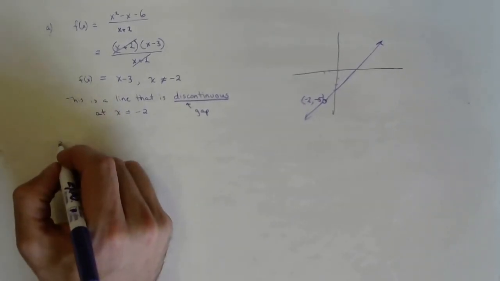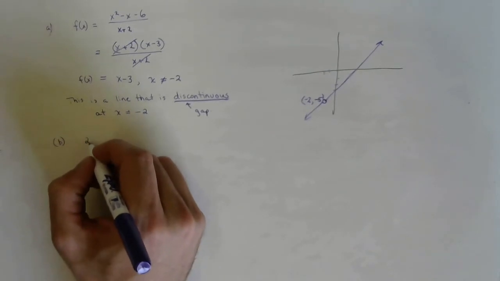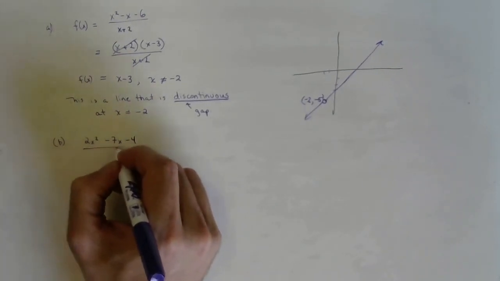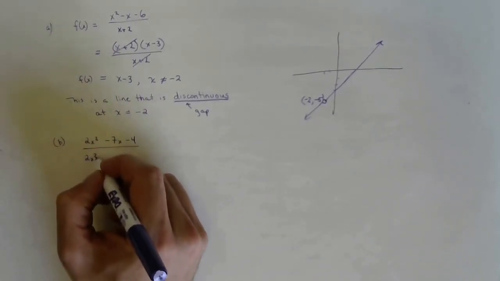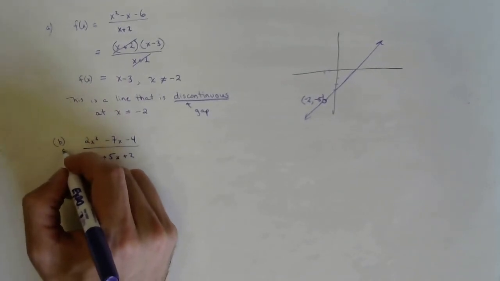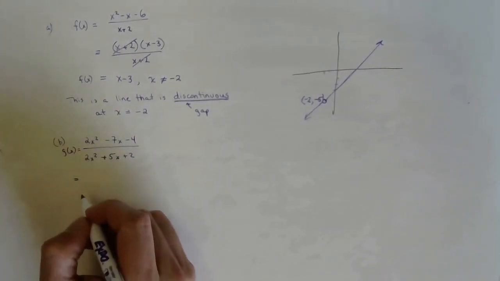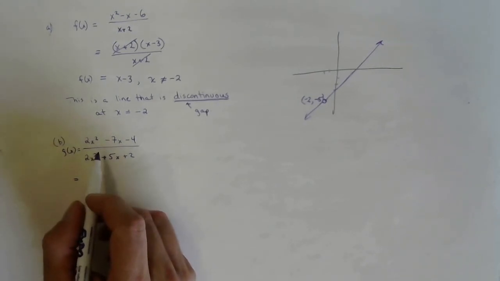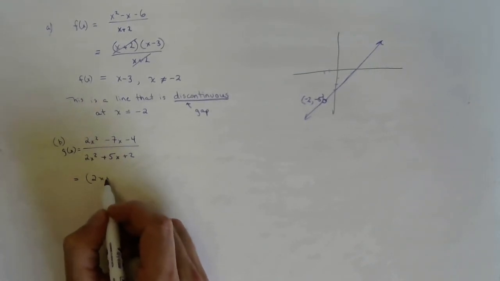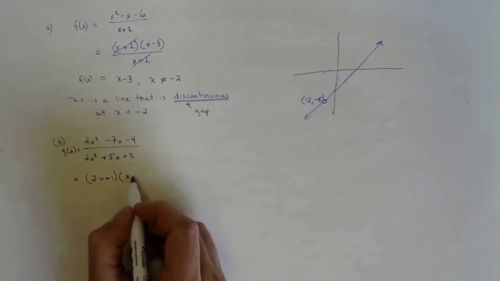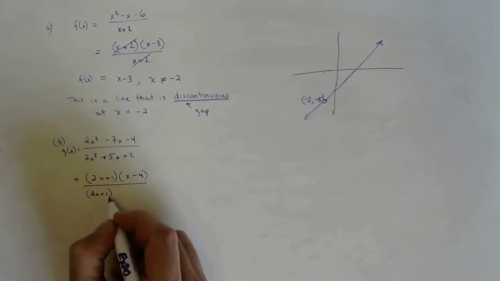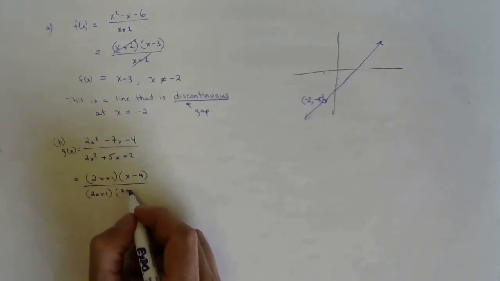Good. B. You have g of x equals 2x squared minus 7x minus 4 over 2x squared plus 5x plus 2. Same thing, we're going to factor the numerator and the denominator. This would be factoring by grouping, so I'm going to skip that step and just give what the two factors are. In the numerator, you have 2x plus 1 times x minus 4. And in the denominator, you have 2x plus 1 times x plus 2.